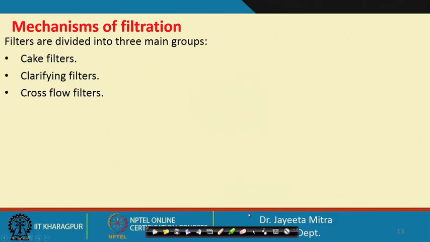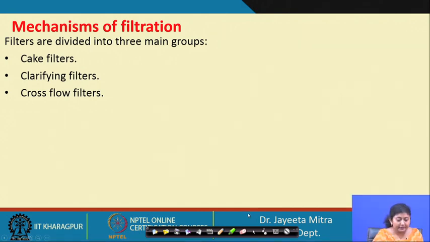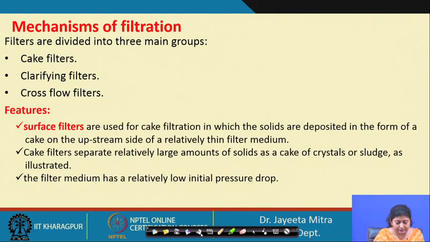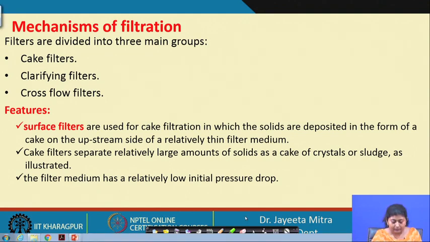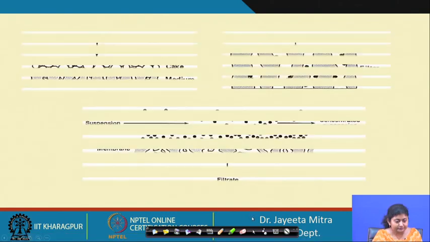So, filters are divided into three main groups: cake filters, clarifying filters, and cross flow filters. The features, if we look into, the surface filters are used for cake filtration, in which the solids are deposited in the form of a cake on the upstream side of a relatively thin filter medium, and cake filters separate relatively large amounts of the solid as a cake of crystal or sludge as illustrated. Now, the filter medium has a relatively low initial pressure drop in this particular cake filter case.